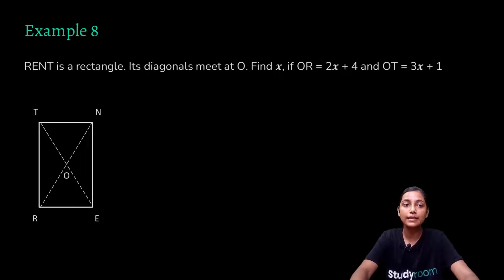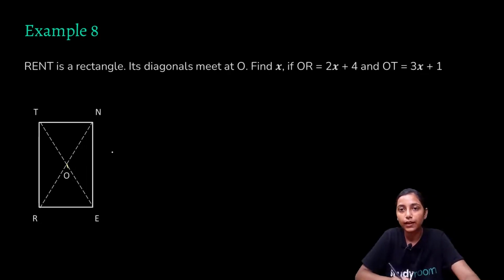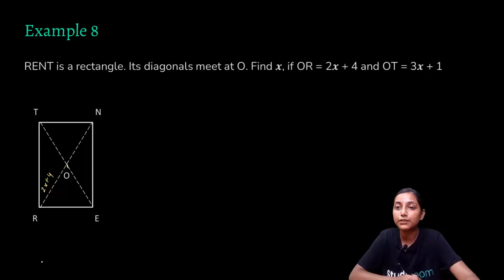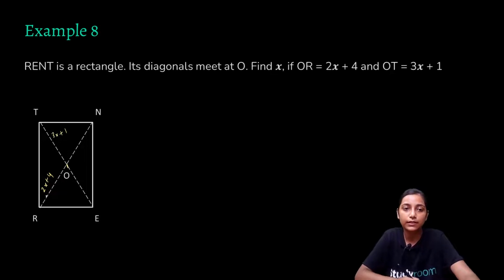We have an example number 8. RENT, R-E-N-T, is given to be a rectangle. Its diagonals are meeting at point O. Find x if OR is given to be 2x plus 4. What is OR? 2x plus 4. What is OT? OT is 3x plus 1. This OT is 3x plus 1. This OR is 2x plus 4. We need to find the value of this x.